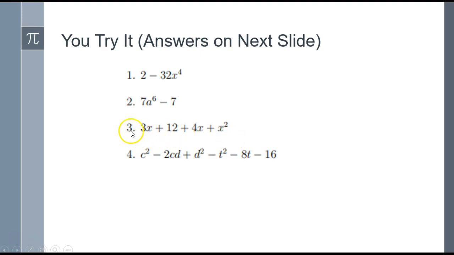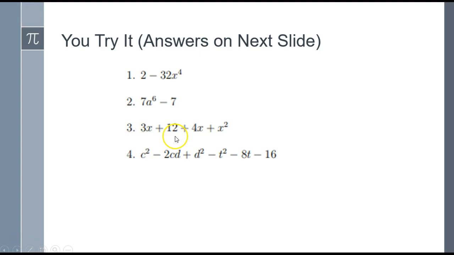I don't have 3 and 4 going to 12, but there's nothing in front of this one, so there's no common factor. The other thing is, I can rearrange if that makes more sense, but you can just try pairing these as they show up. So if I pair these, it's nice. They're all addition. I don't have to worry about that sign change in the second set of parentheses. 3x plus 12 is a pair. 4x plus x squared is a pair.